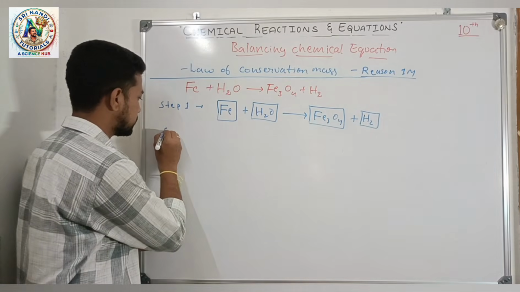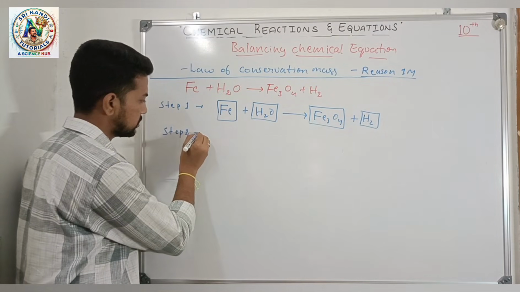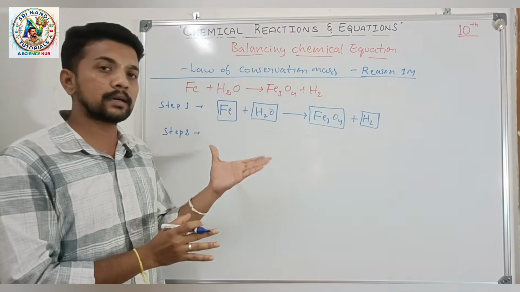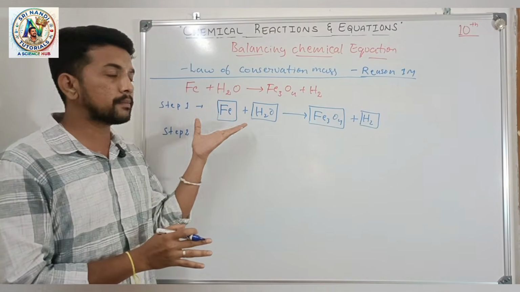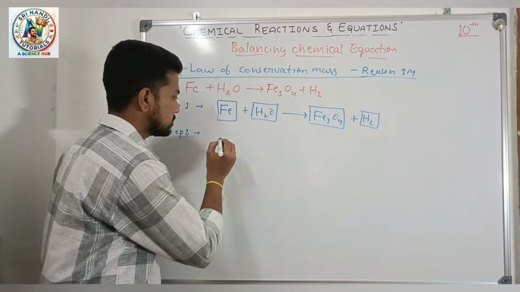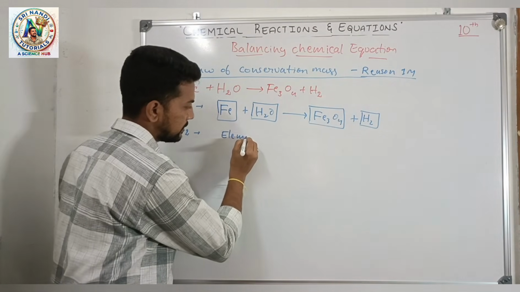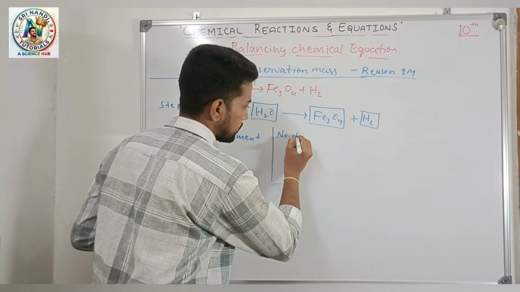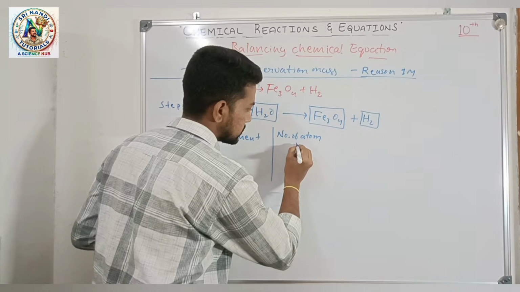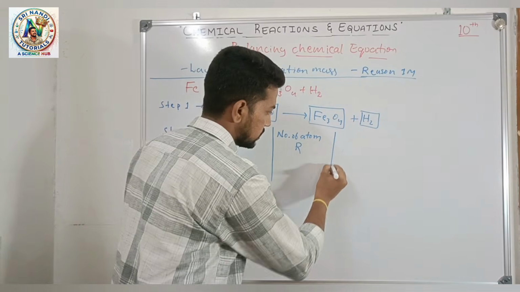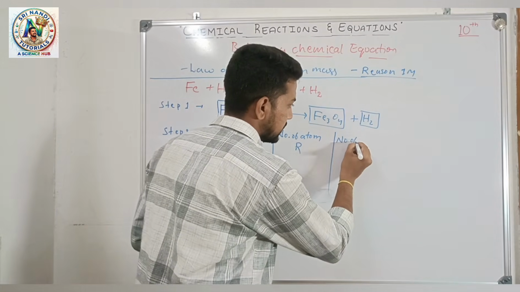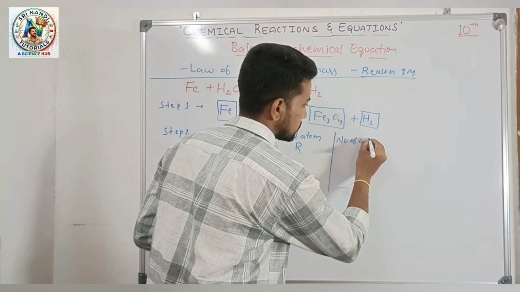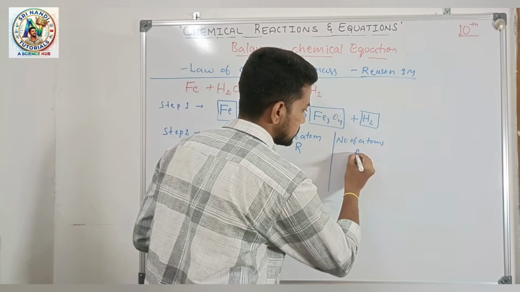ಓಕೆ, ಸೊ ಸೆಕೆಂಡ್ ಸ್ಟೆಪ್, then after writing the chemical equation, you have to count and compare the number of elements present in the reactant side and the number of elements present in the product side. Element, number of atoms present in reactant side, number of atoms present in product side.